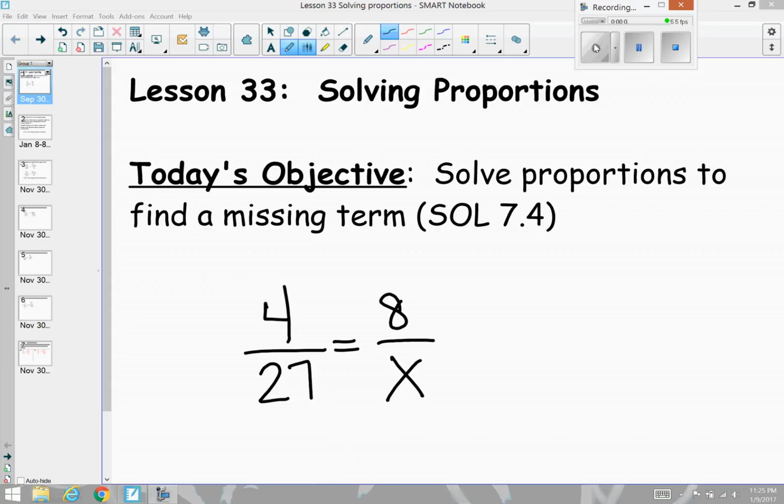This is lesson 33, solving proportions. Today's objective is to solve proportions when we have a missing term. So, this is our example: 4 out of 27 is equal to 8 out of x. And our goal today is to solve for x, find the value.